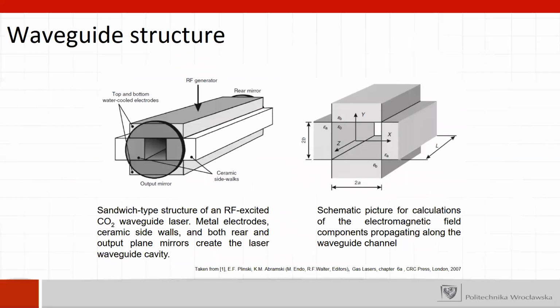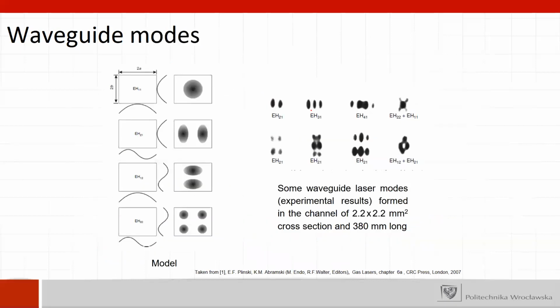So the RF excited CO2 lasers can also be realized as waveguide structures, made of ceramic walls. So we have no tube, but just a kind of ceramic structure with side walls and top walls, and two mirrors directly bonded to this waveguide. There are several advantages of this solution. I will go to this in just the next slide.